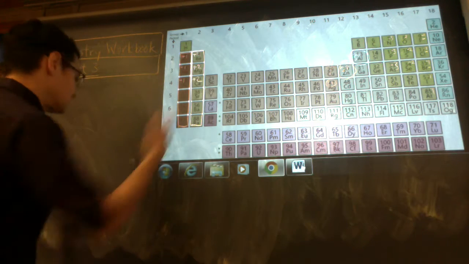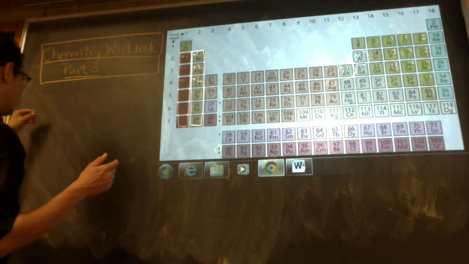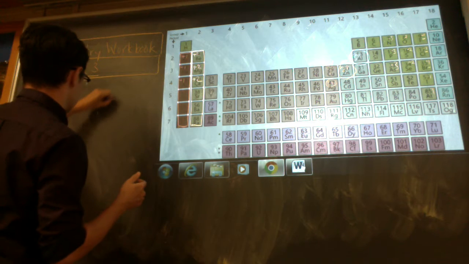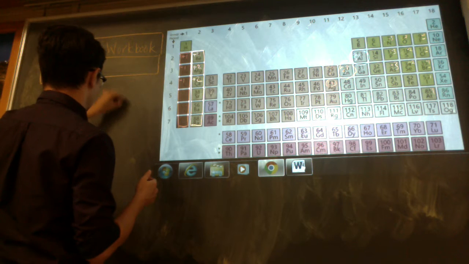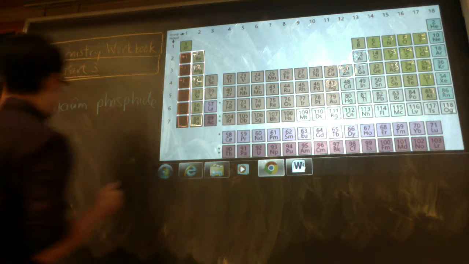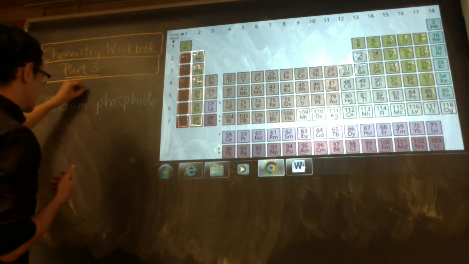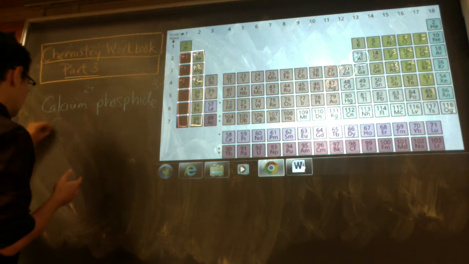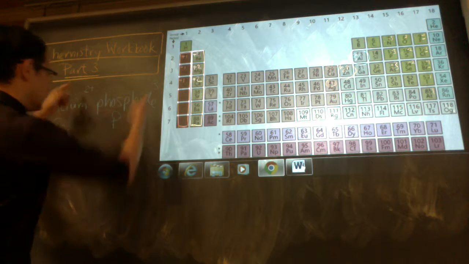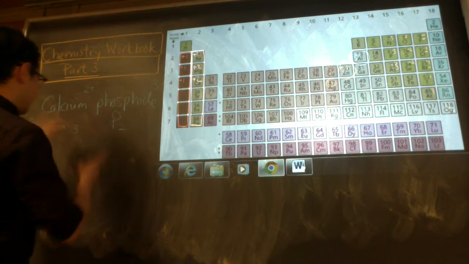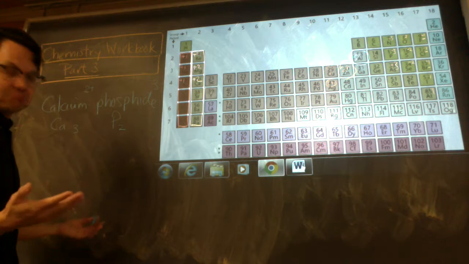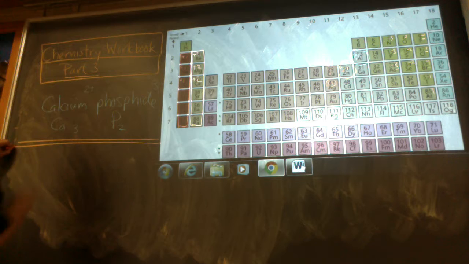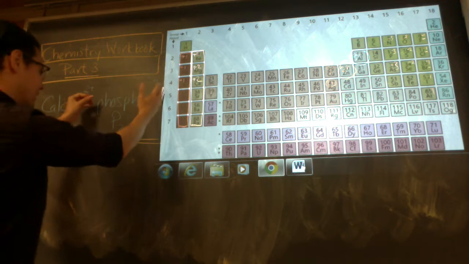So in the same way that, let's say, calcium phosphide, well, calcium is 2 plus, and phosphorus is 3 minus. Calcium is Ca, phosphorus is P. We have Ca3P2. We just did this. That's how that worked.